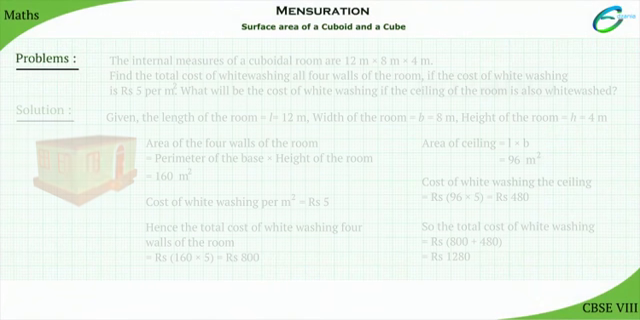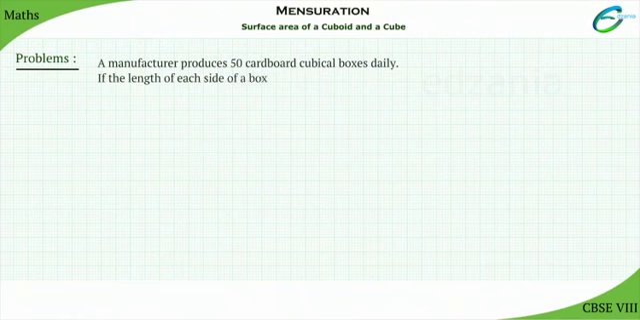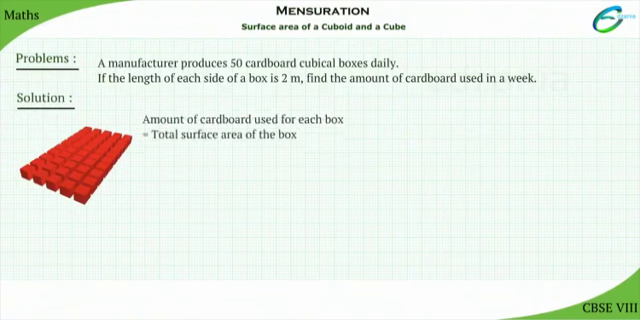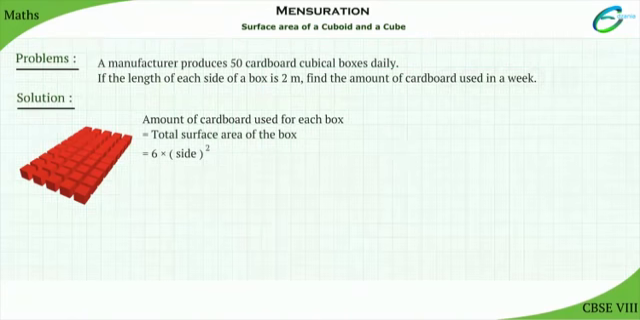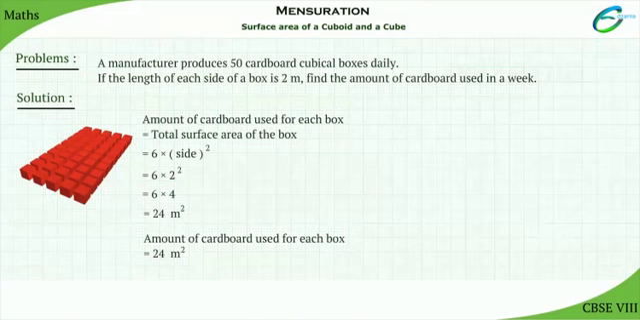A manufacturer produces 50 cardboard cubical boxes daily. If the length of each side of a box is 2 meters, find the amount of cardboard used by the manufacturer in a week. The amount of cardboard used to make one box is equal to its total surface area. As the box is a cube, its total surface area is 6 times the square of the length of its side, which is 2 meters. Therefore, the amount of cardboard used to construct each box is 24 square meters.